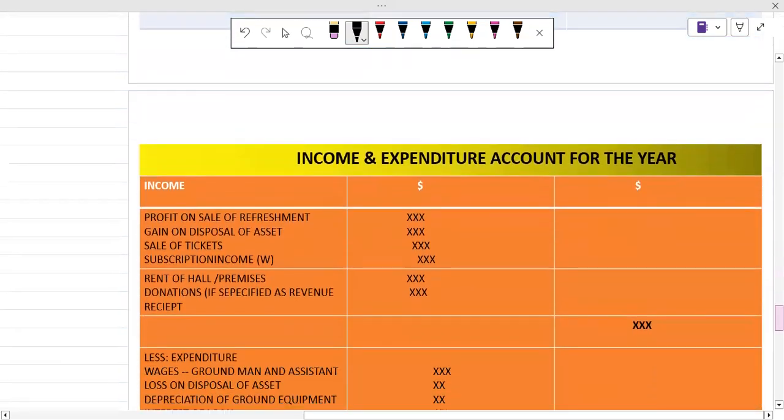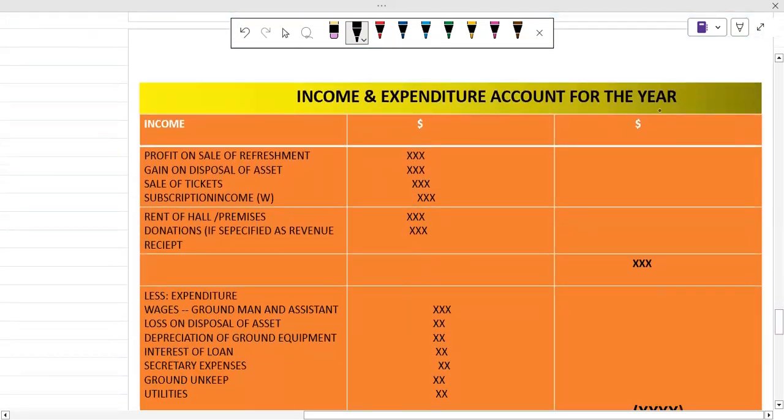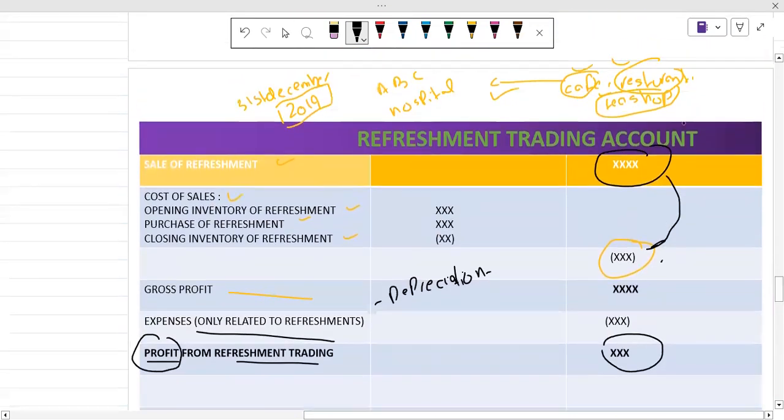After that we have the income and expenditure account for the year. It is basically for the ABC hospital, or you can say the club, whatever you want. Mostly the examiner would ask questions related to a club, not a hospital. They always use club businesses specifically for NPOs. So it is for the club and also for the cafe, restaurant, and tea shop.